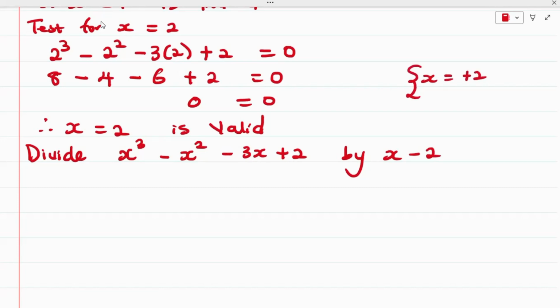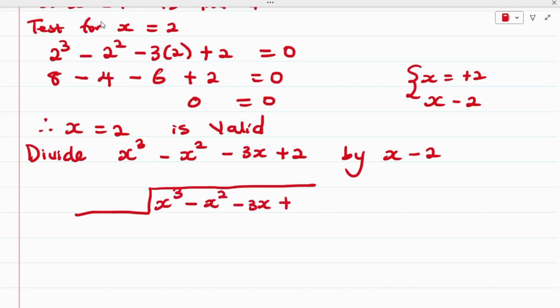If we simply rearrange this and set it to 0, we have x - 2. So dividing this using long division, we have x^3 - x^2 - 3x + 2. We want to divide by x - 2.